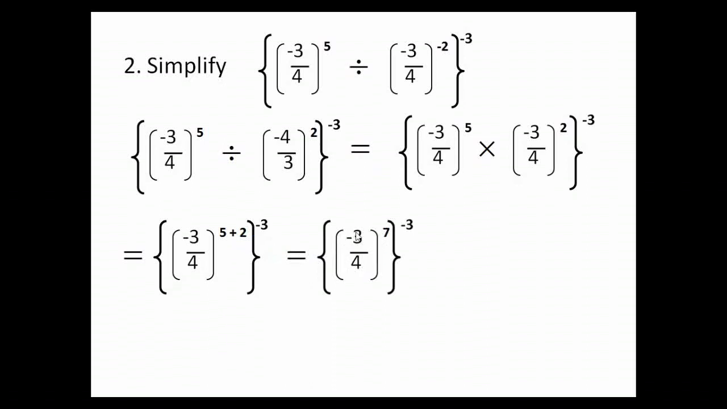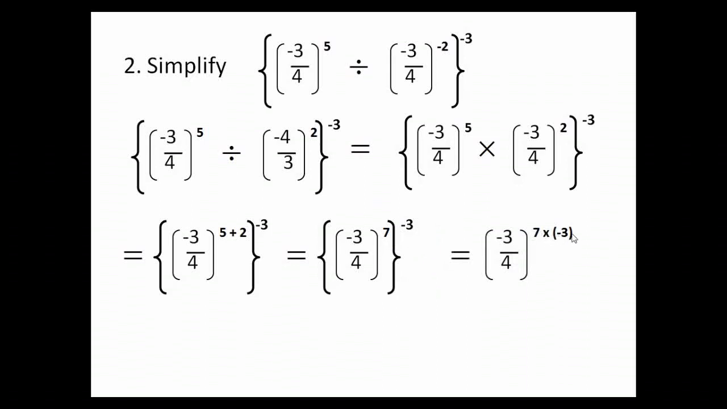Now think of it as (a raised to the power m) whole raised to the power n, and the power will get multiplied, the exponent. So we can say (negative 3 by 4) raised to the power 7 into negative 3.